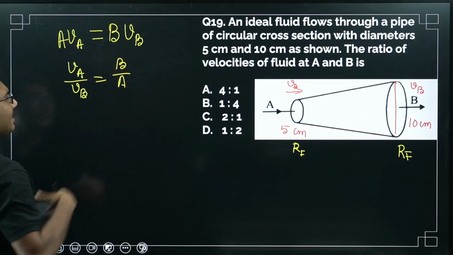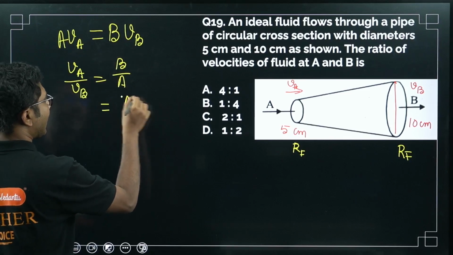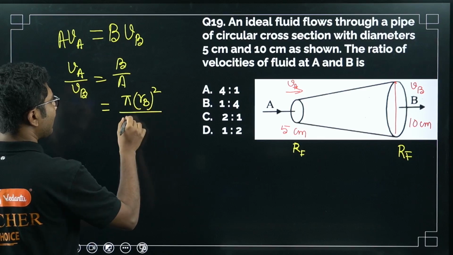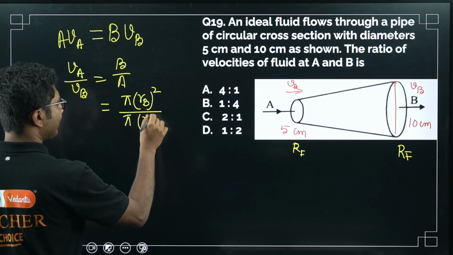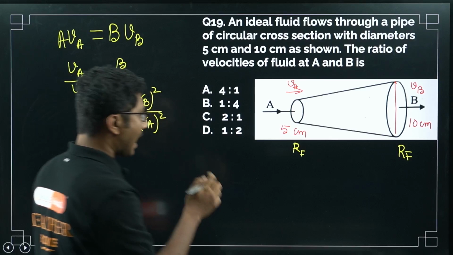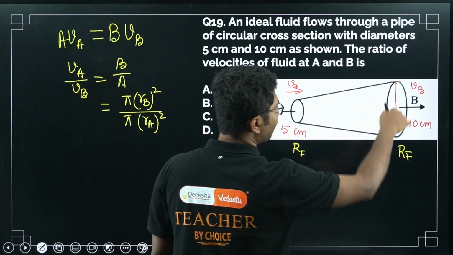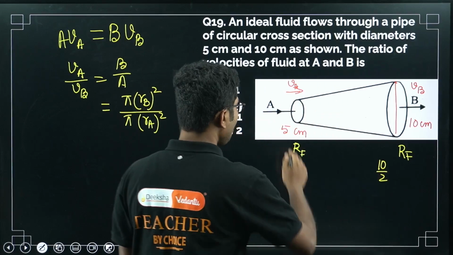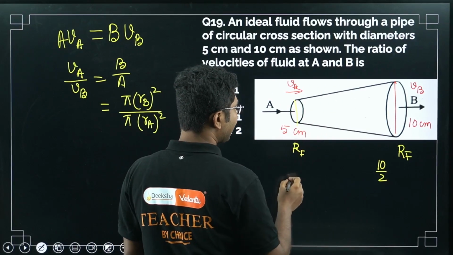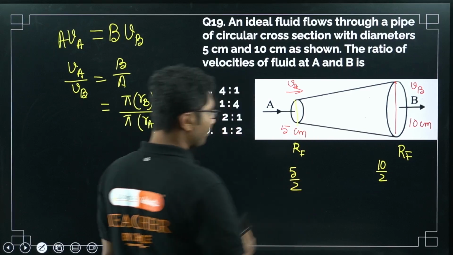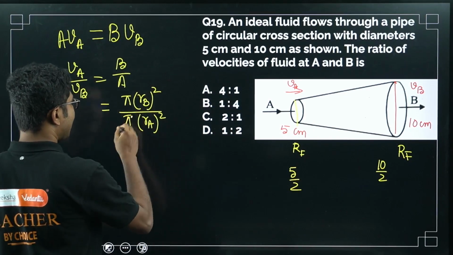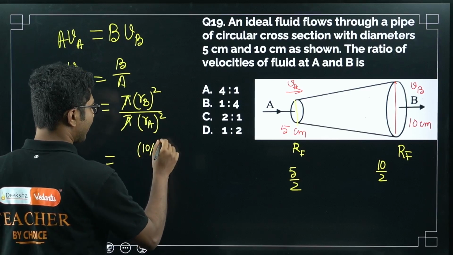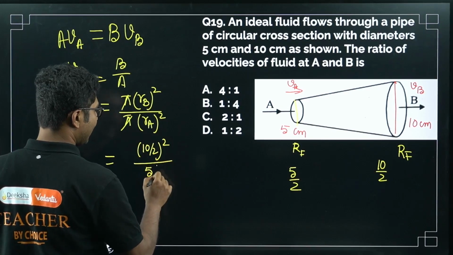Cross multiply. Okay, so now what is AB by AA? It is pi RB square divided by pi RA square. Now what is RB? RB is diameter divided by 2. The diameter in this case was 10, divided by 2. What is RA? For RA, again the diameter is given as 5, so 5 divided by 2. Okay, so pi is already cancelled, so it is very easy to calculate. So 10 by 2 whole square divided by 5 by 2 whole square.